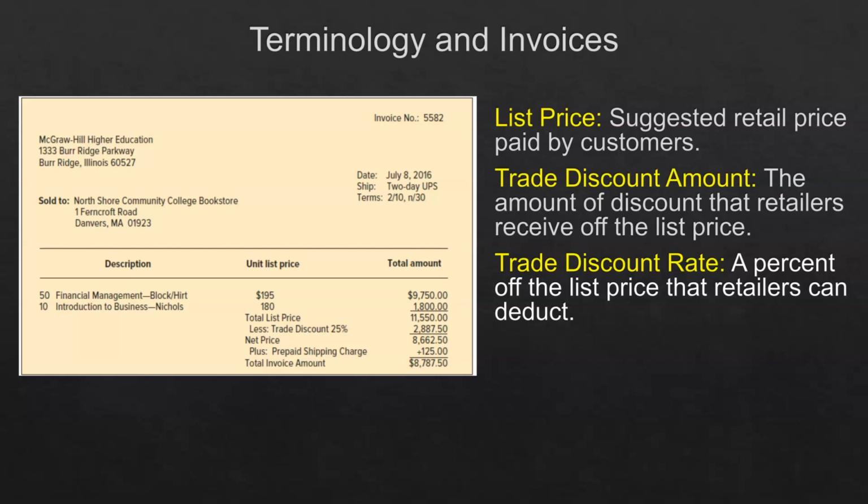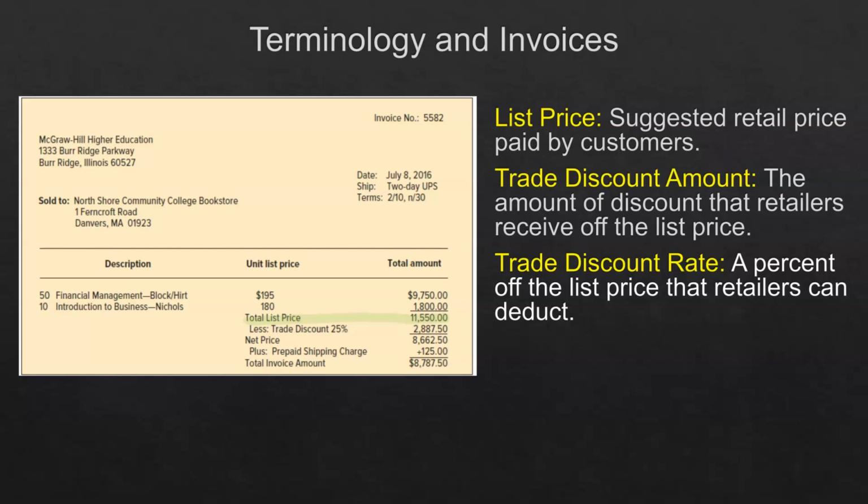If you take a look at this invoice, you can see that we have this list price. Let me get my highlighter here. So we have a list price, and list price is just the retail price, the retail price that someone would be charged initially before any discounts.